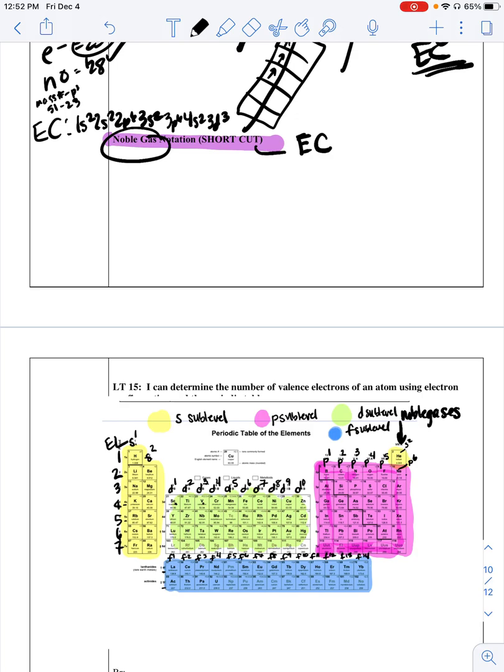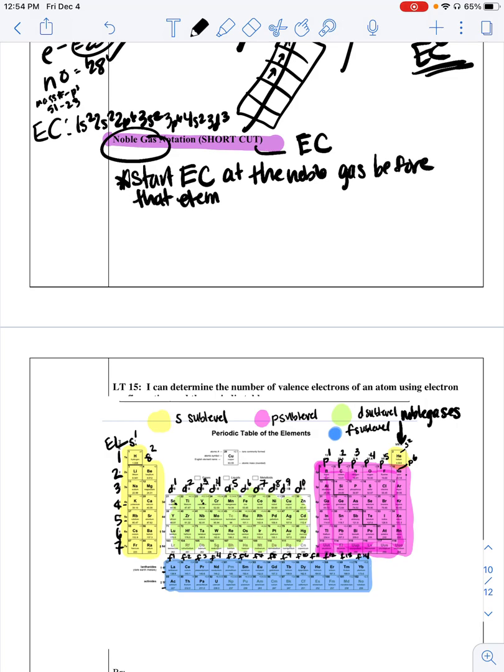The reason why is because these elements are where all of our other elements want to be. They want to be like the noble gases on the periodic table. So we're going to use them as kind of a starting point for our EC. What we're going to do is start your electron configuration for an element at the noble gas before that element. It's very, very simple. You just have to make sure you do the noble gas before that element.